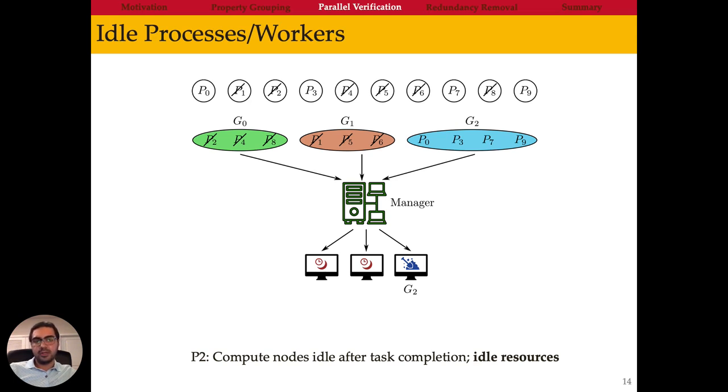Once they are proved, 2 nodes start idling while the third node continues solving group G2. From the perspective of overall verification, we might be better off by just distributing the remaining properties across the available compute nodes. However, we do not want to preempt the worker solving group G2 as it may be very close to a solution.